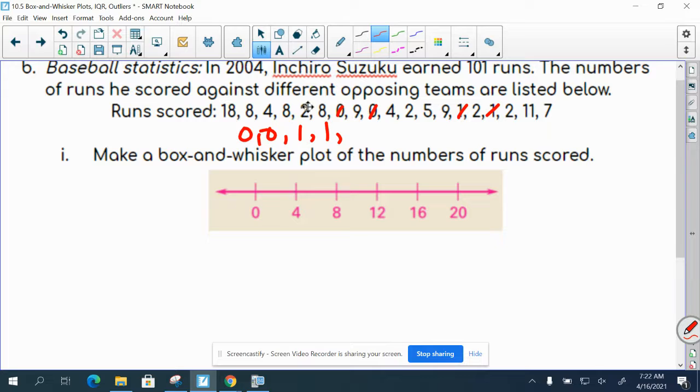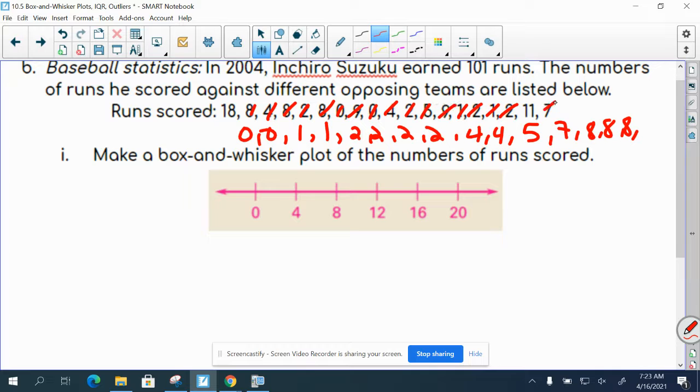And then for my 2s, I've got 1, 2, 3, 4. And for 4s, I have 1, 2. I have a 5 and a 7. I have 3 8s. I'm also running out of room. And I have 2 9s, 11, and 18. I suspect 18 might be an outlier.